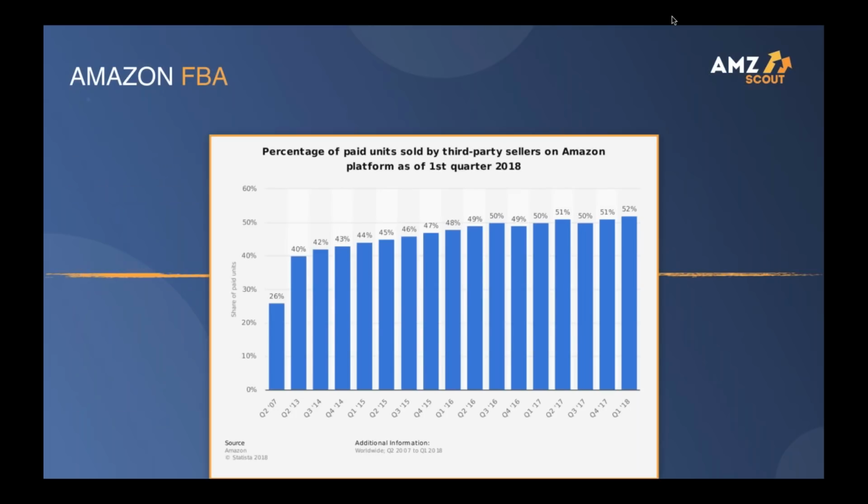Now, if you haven't quite bought into the third party thing, you can actually just look at the statistics with how much third party generates. Really, since 2016, they can account for at least 50% of all units sold. Like, that's insane. Every other one that you sell is coming from a third party seller. That could be you, that could be me, that could be any of us.